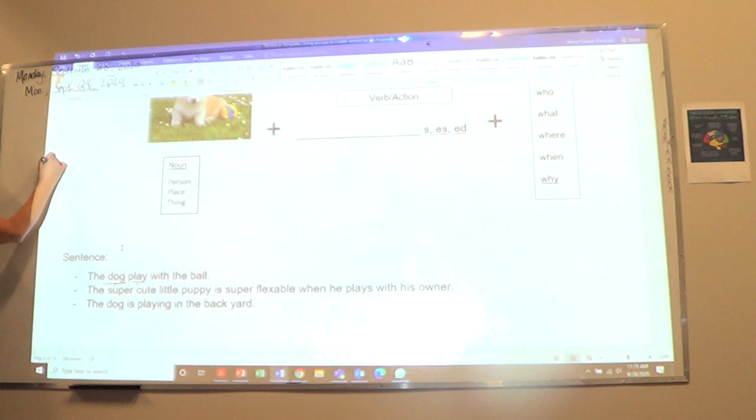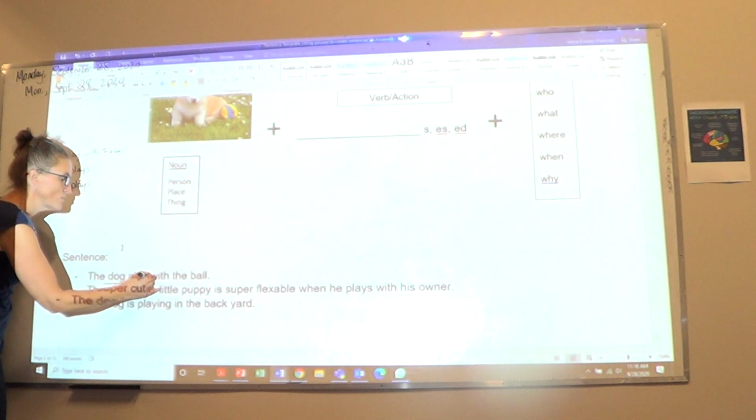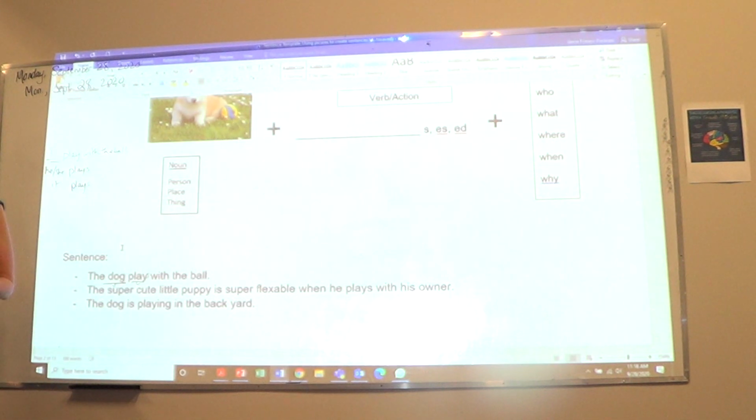If it was myself, if it was I play with the ball, that works because I am the subject, okay? But if it is the dog, a dog is a he or a she or an it, right? So with he, she, or it, what happens to the verb? If we're talking about something that the dog does all the time, it's routine, we add an S: plays. Plural is a little something different, but yeah, the dog plays with the ball. If we say that, we know that that's something the dog always does, all right?